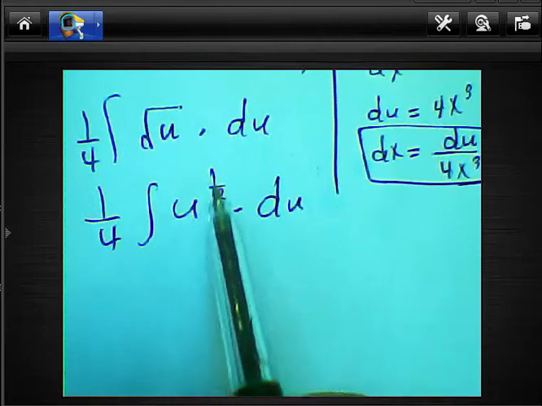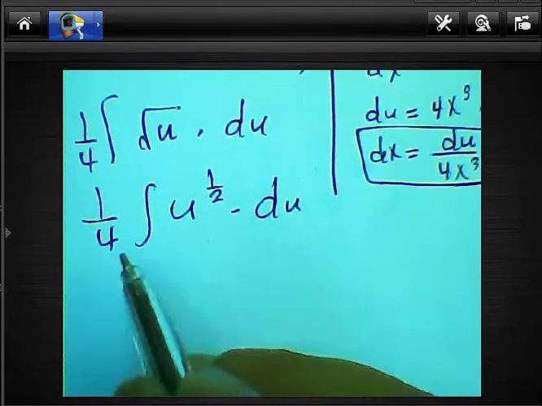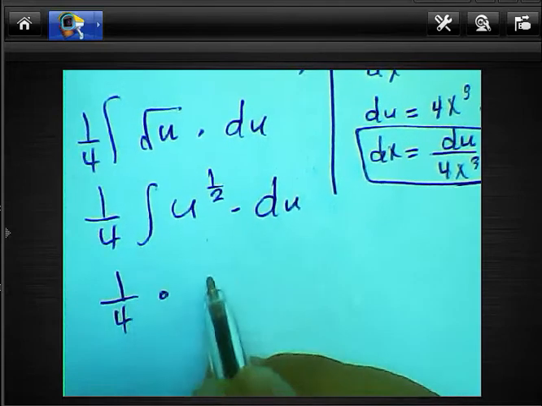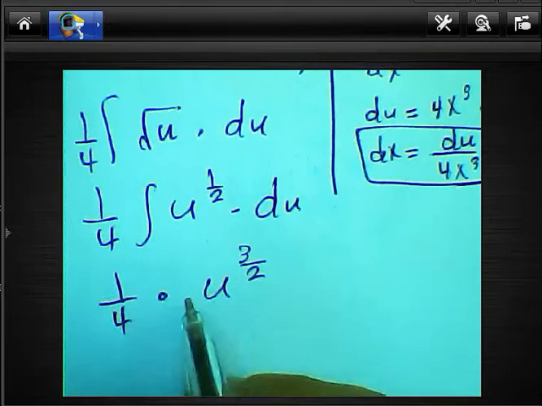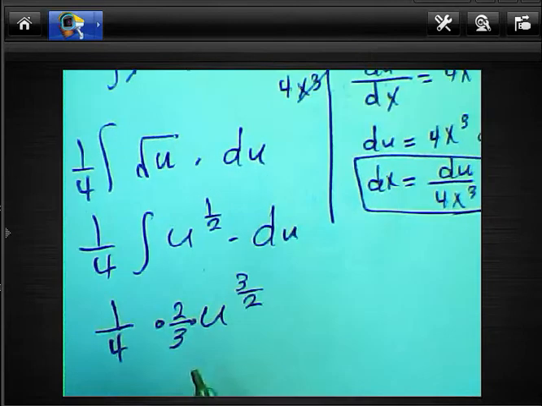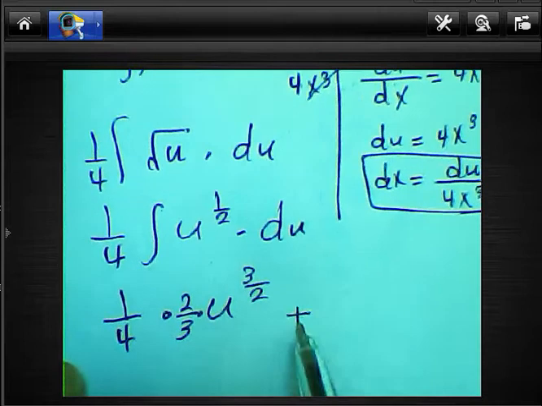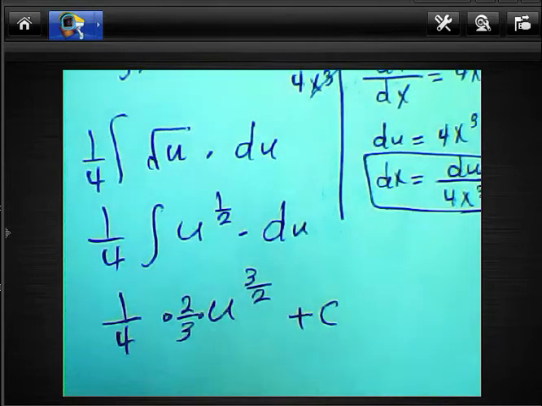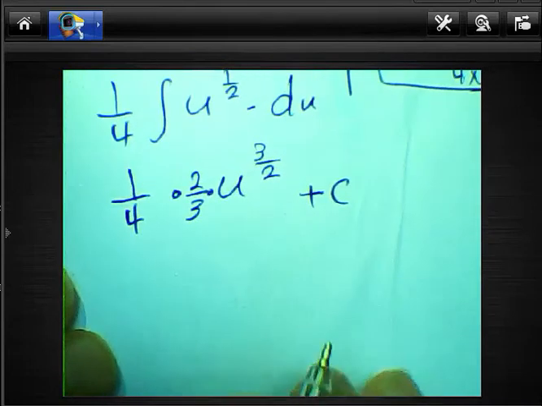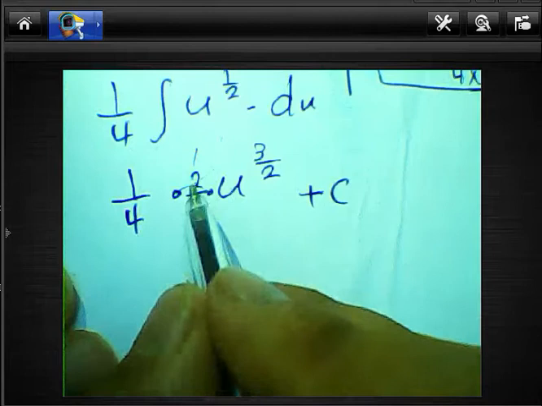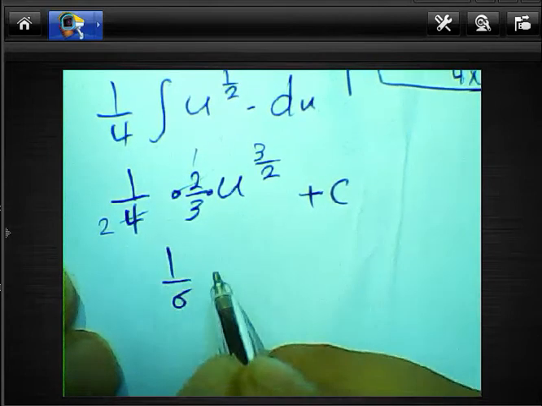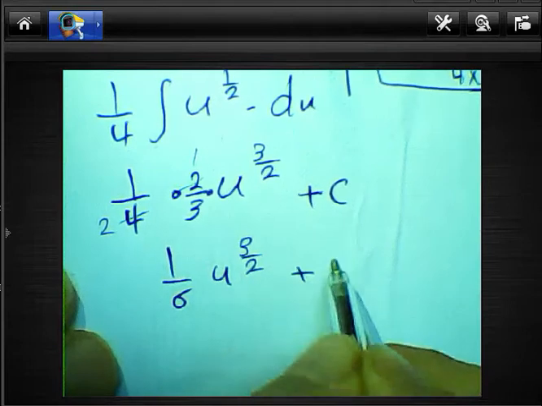We want to find the integration of this function. We must add 1 to the power and divide by the new power, so we can write 1 over 4 times u power 3 over 2 multiplied by 2 over 3, plus constant. Then we can simplify it here: 2 divided by 2 equals 1, 4 divided by 2 equals 2, then the result will be 1 over 6 u power 3 over 2 plus constant.